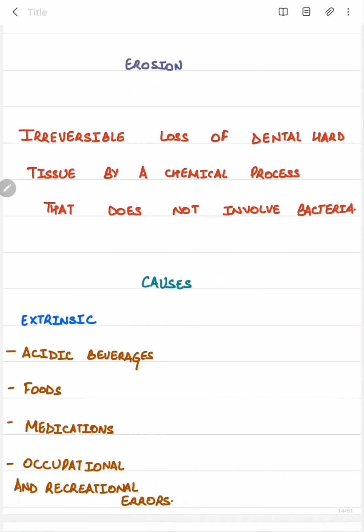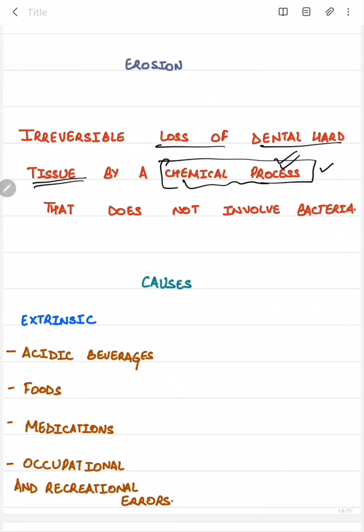So till now we have discussed attrition, which was caused by tooth to tooth contact. After that we discussed abrasion, that was caused by some mechanical process via some external agents. Now we are going to discuss erosion, which is wearing away of tooth structure or dental hard tissue by a chemical process, right? And it is basically an irreversible loss of dental hard tissue by a chemical process or due to some acids, you can say, that does not involve bacteria.